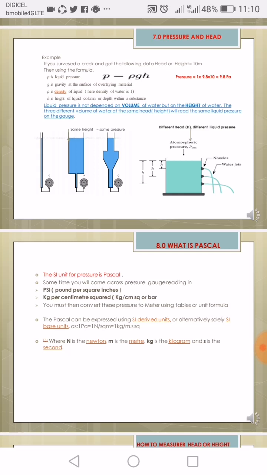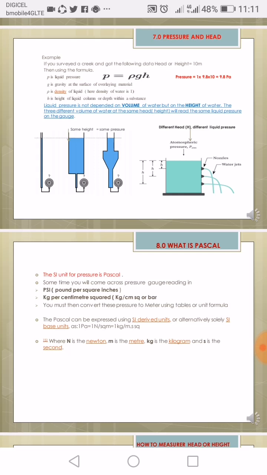is fixed. Density and gravity remain the same on the ground, 9.8 meters per second squared. Liquid pressure is not dependent on the volume of water but on the height of water.